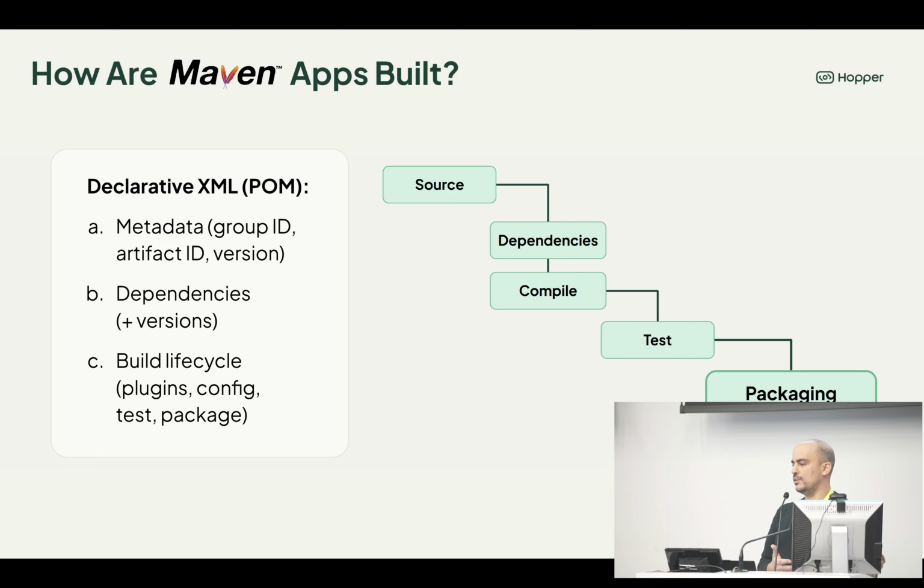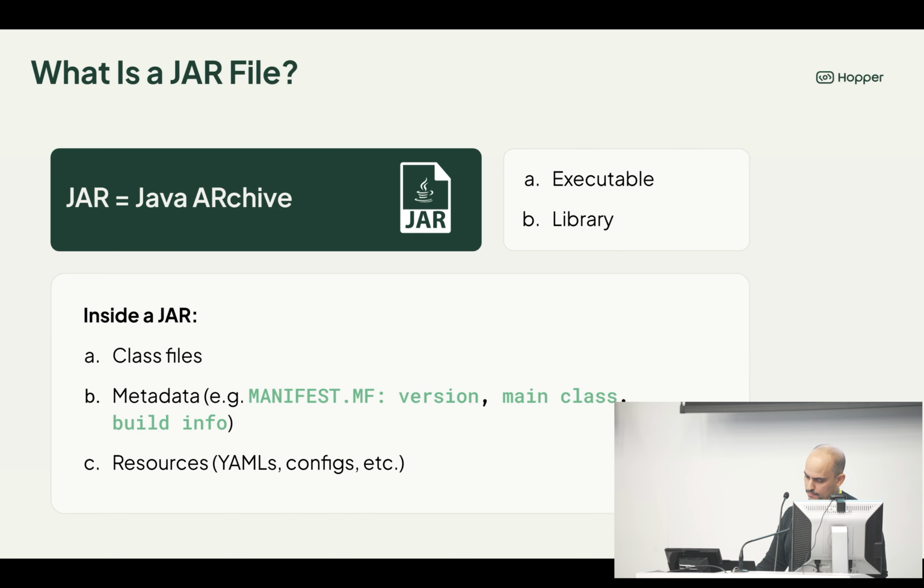And then we package it. There are four main package types that we have: jar, war, zip, and ear. And the most common is basically the jar. So what is a jar? A jar is basically a Java archive. Inside there are the class files that we compiled from the source. We have some metadata.